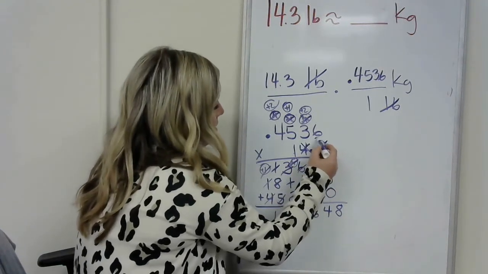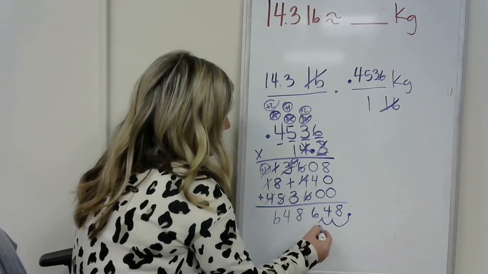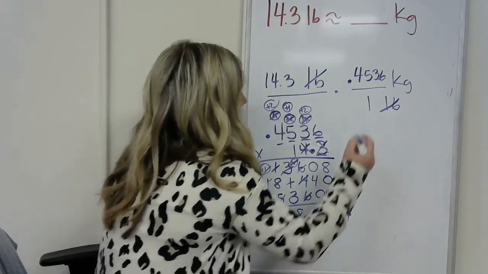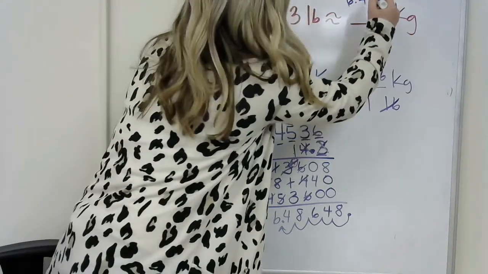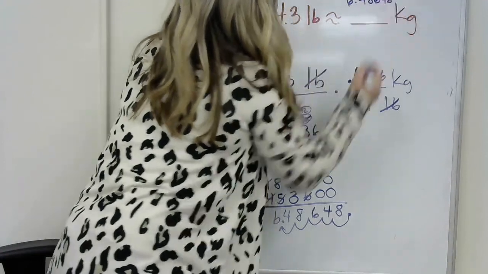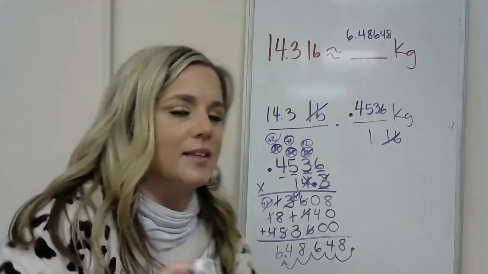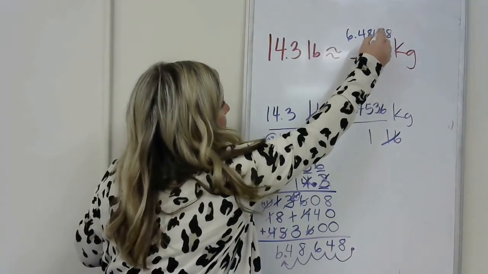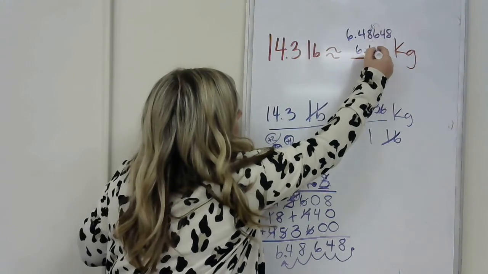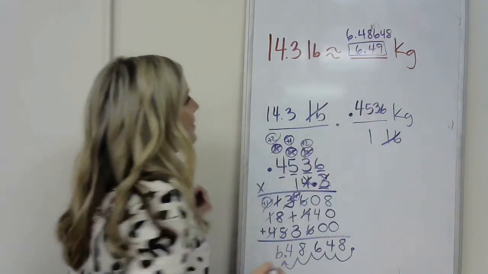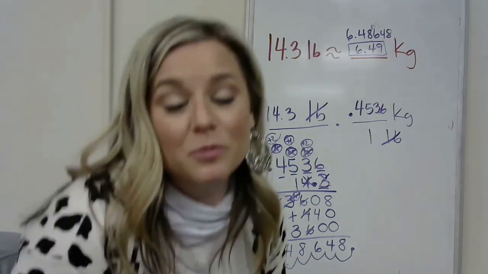So I've got 1, 2, 3, 4, 5 places. Decimal, 1, 2, 3, 4, 5. So it would be equivalent to 6.48648. Okay, but if I'm rounding, now you can't see that. Jeez Louise. All right, so I'm going to go 2 decimal places, and I can see that the 6 is going to bump the 8 up to a 9. So it'd be 6.49 kilograms.